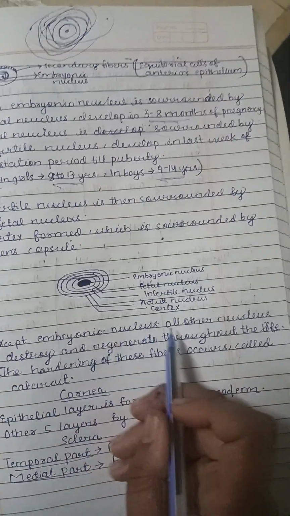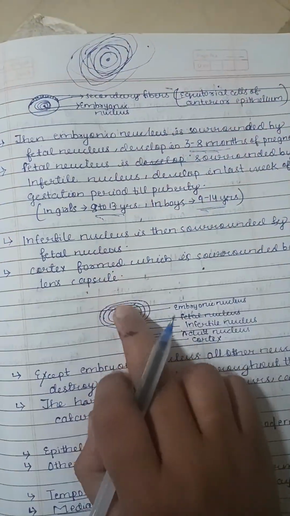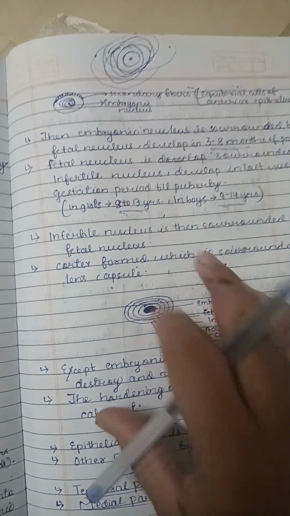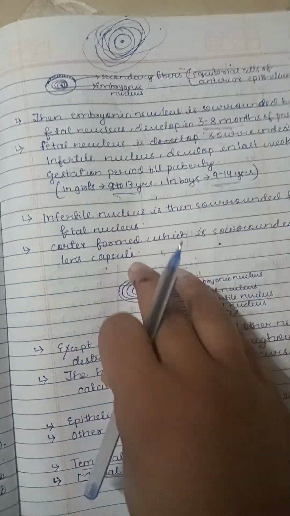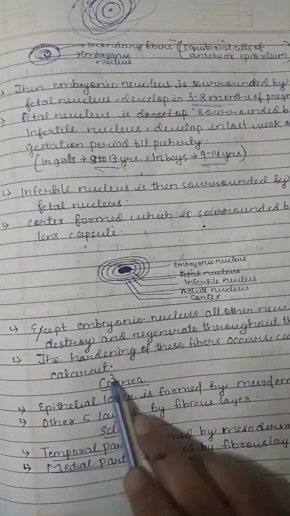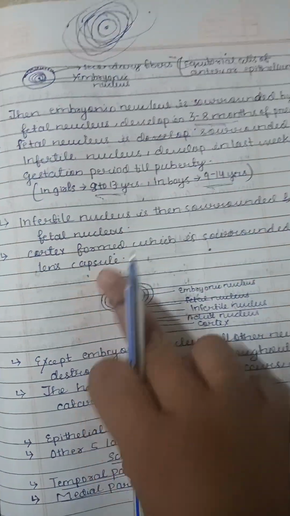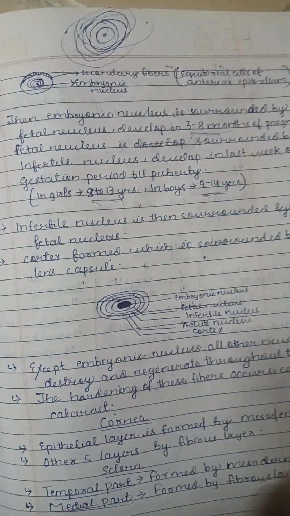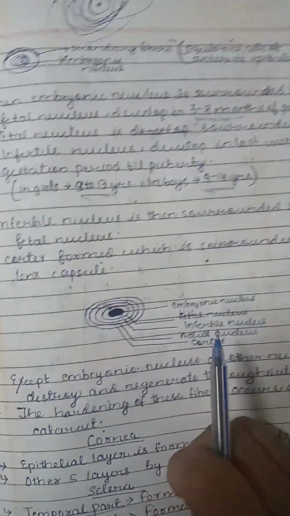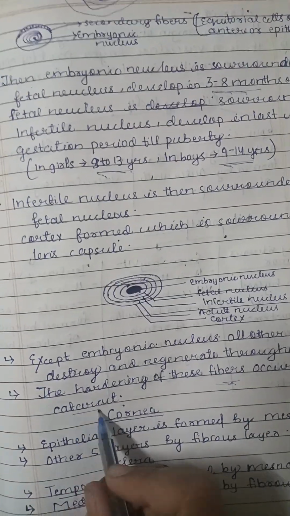Now, except the embryonic nucleus, all the other nuclei, fetal, infantile, and adult, are destroyed and regenerated throughout life. The hardening of these fibers is called cataract. As we know, what is cataract? Cataract is a cloudy area of the lens due to which the vision is not clear, because it is an opaque area which usually occurs with age. So if the fibers become thickened or hard, then it is called cataract.